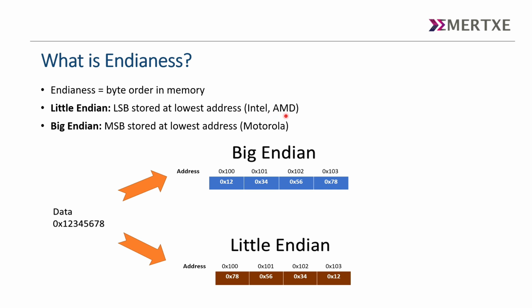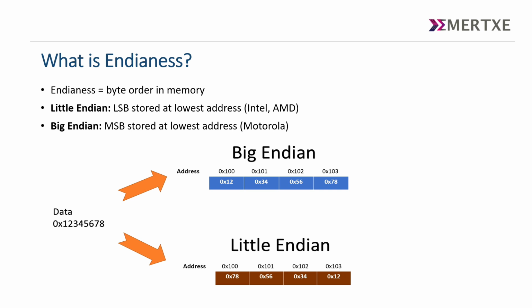Companies like Intel, AMD, and most other companies use little endian over big endian. Big endian means the MSB is stored at the lowest address. The Motorola company uses big endian, but many companies choose little endian over big endian, where the LSB is stored at the lowest address. So this is what Endianness means.